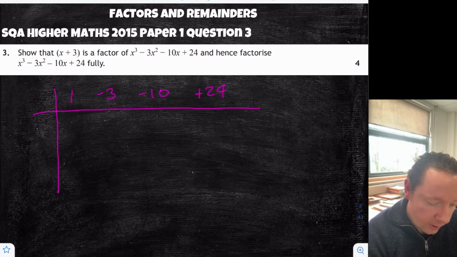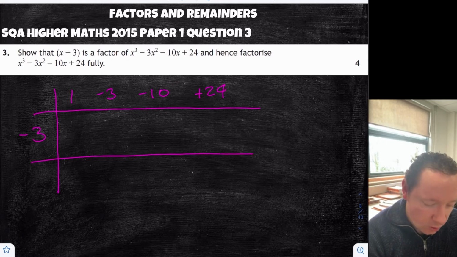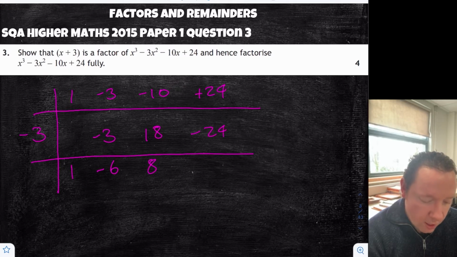And I'm subbing in x plus 3, so I'm subbing in minus 3 because minus 3 is the root. So we drop 1 down. 1 times minus 3 is minus 3. Minus 3 plus minus 3 is minus 6. Minus 6 times minus 3 is 18. 18 take away 10 is 8. 8 times minus 3 is minus 24. And 24 take away 24 is 0.